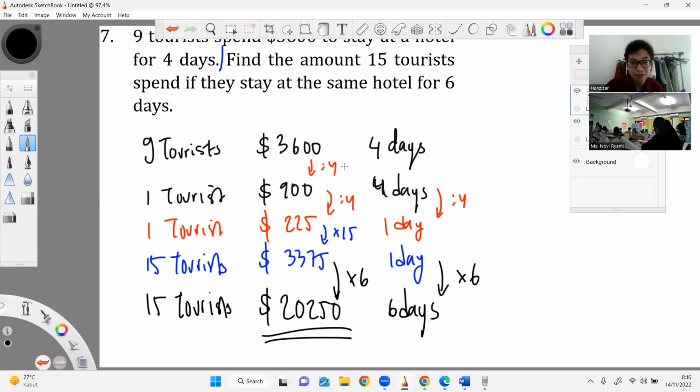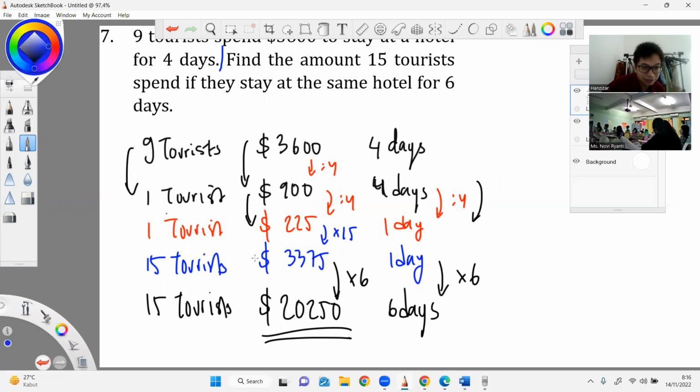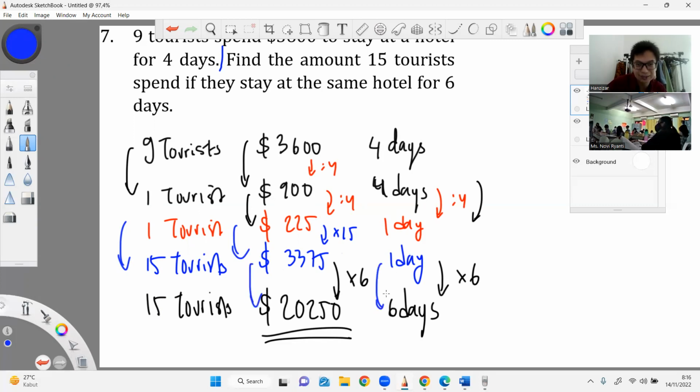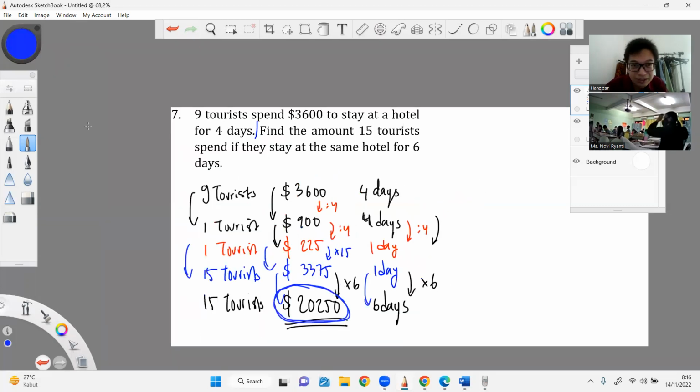So, slowly. Step 1, we equalize: the days are the same, so we change the tourists and how much money. Then the tourists are the same, so we change the money and the days. With the blue color, 15 tourists, you change the tourists and price but not the day. And next you don't change the tourists, you change the price and the days. So this is your answer. 20,250.